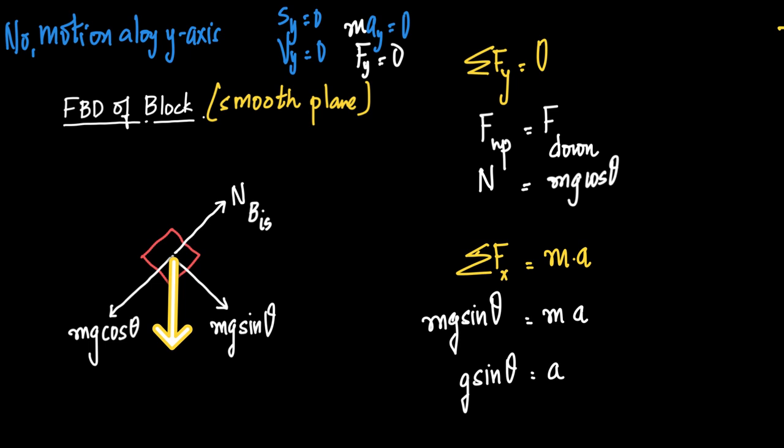Now you may be wondering, what sign should I take? Should I take positive or should I take negative? See, for that, what is the overall direction of motion? It is downwards, right? What is the direction of mg sine theta? It is also downwards, right? So, since both of them are in the same direction, we will take mg sine theta to be the positive one. So, this is basically plus mg sine theta is equal to ma. And if you cancel m on both sides, what we have is acceleration is equal to g sine theta.